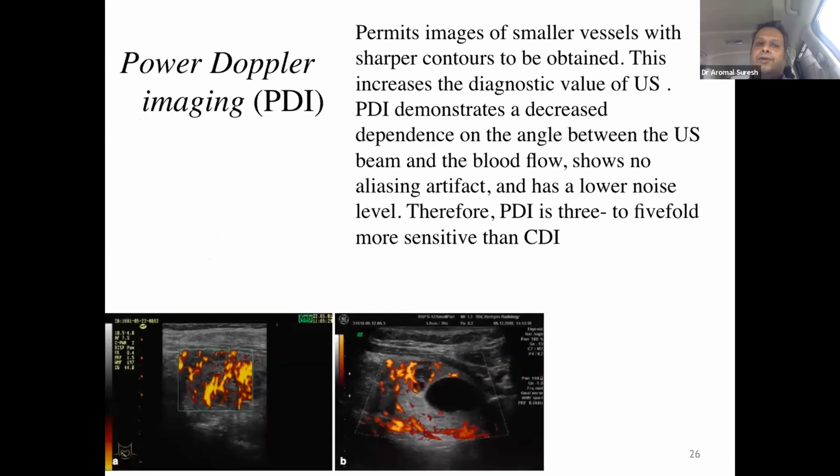And coming to power Doppler imaging, it is basically a technique that avoids the angle between the beam and the blood flow. So the best part is that the aliasing artifact will be avoided, and it is more sensitive compared to color Doppler imaging. So the visibility is better.